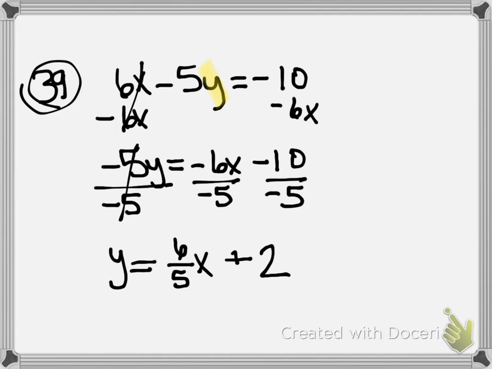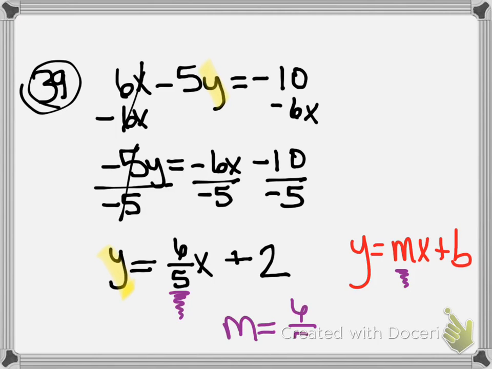This is the hardest part of slope, is isolating this y variable. But once you do, you can see your slope right away because y equals mx plus b is slope-intercept form. And your slope is the coefficient of your x. So for number 39, the slope is 6 over 5. So the correct answer is D. Okay, that is all about slope and all the ways to find it. Good luck.